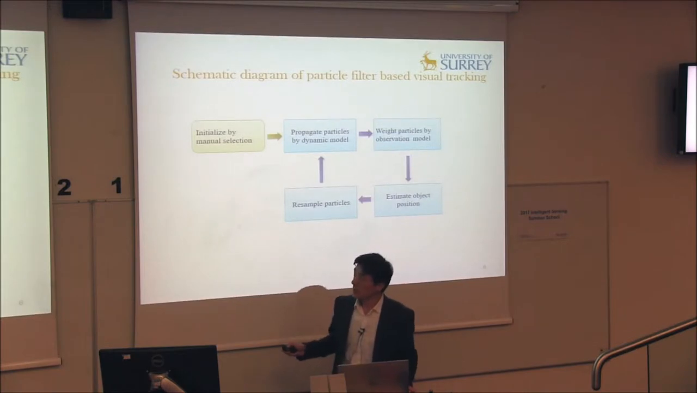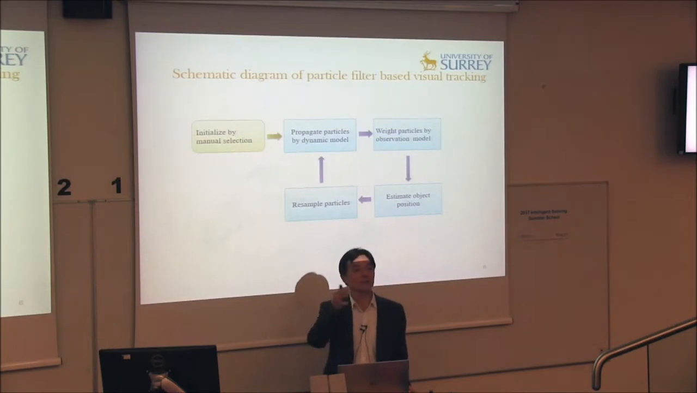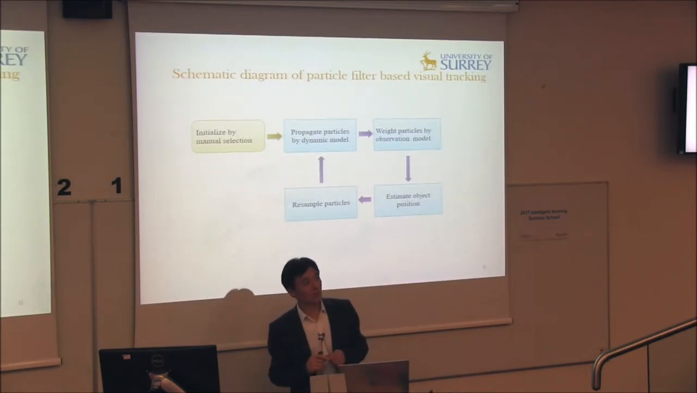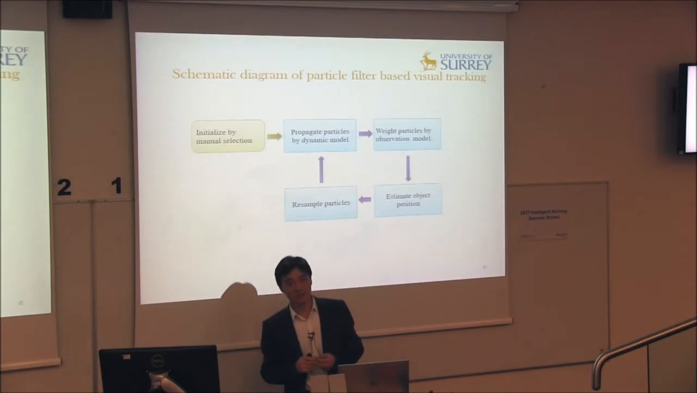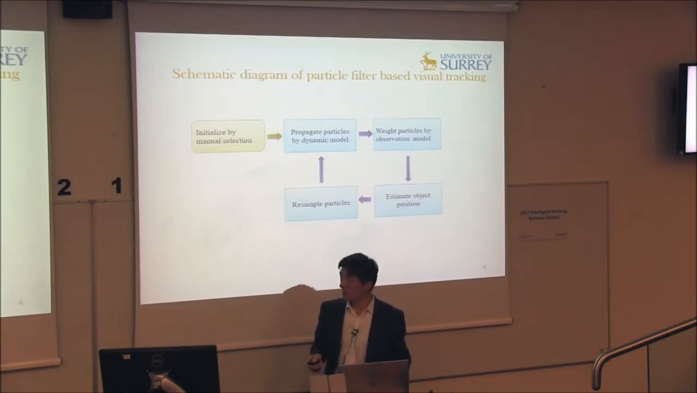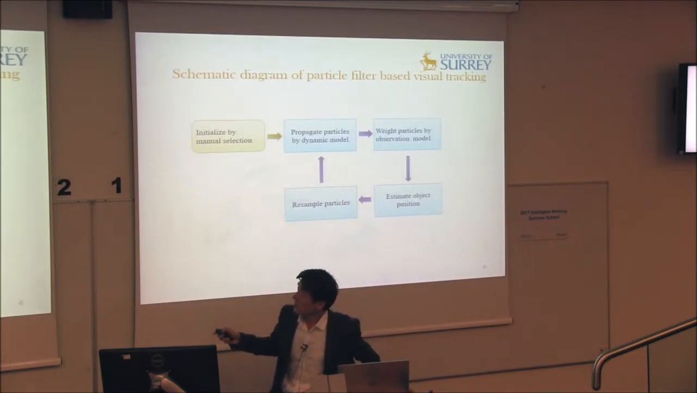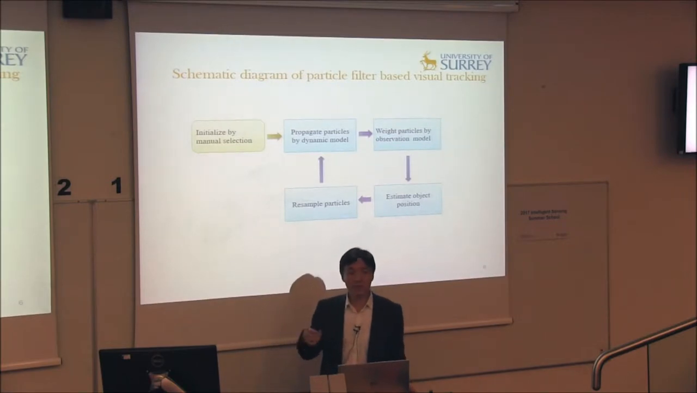Initially you could assign some random particles, which means a number of such vectors, because you don't know where the face is. Of course, in practice, you could manually initialize it: you know where the face is, and you put a rectangle on the face. That gives you the initial position. But in terms of the particles, if you want to track in the next time step, you have to guess. That's like a prediction. This is also called propagating the particles by a dynamic model.